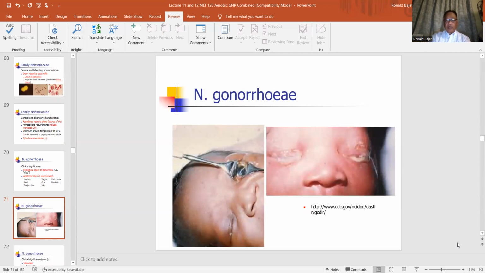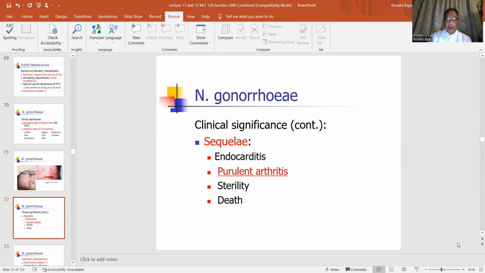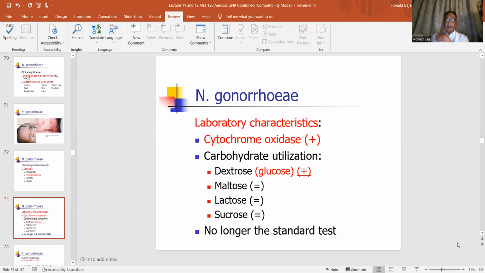Conjunctiva, just like I mentioned, can affect the eyes. Purulent arthritis, again, back to the joints and the synovial fluid. Neisseria gonorrhoeae has a tendency to colonize the joints. So purulent meaning a lot of white blood cells, that's causing the individual to have arthritis.